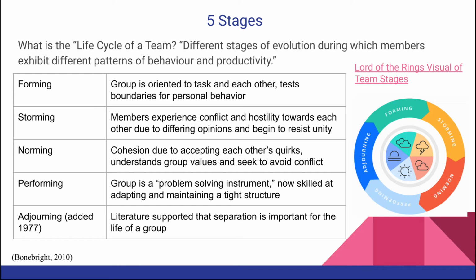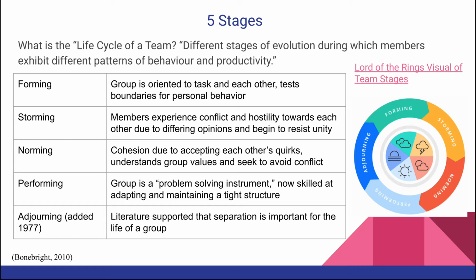The team life cycle is defined as different stages of evolution during which members exhibit different patterns of behavior and productivity. There are 5 common stages of the cycle, but some articles we found had 6. Like many development processes, this life cycle doesn't necessarily have to go from stage to stage in a linear sequence, as it can get very complex and jump around to different stages throughout the team's lifetime.